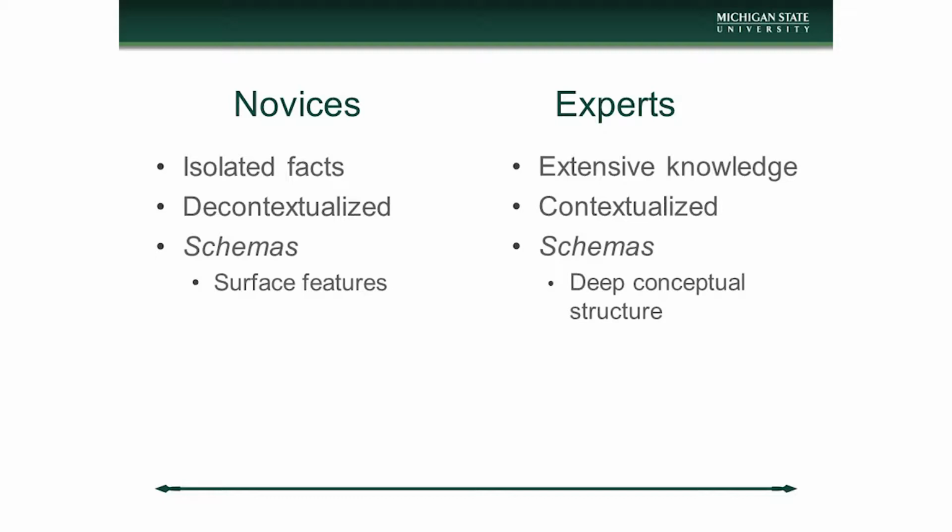The novice isolated facts are decontextualized. Again, they're disconnected. They're just isolated things. They memorize them on flashcards. They don't know what relationship they have to anything else. Whereas the expert knowledge is contextualized. It fits into some larger framework. And so whenever an expert sees a new piece of information within their discipline, that's not just a new fact, but you fit that within your expert schema or framework.